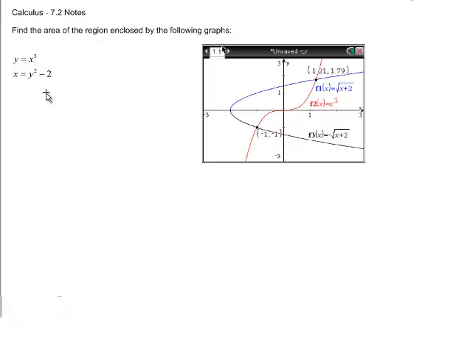Alright, so here's a region for us. y equals x cubed and x equals y squared minus 2. I've gone ahead and graphed this, and I related it all back to y equals so we can put it on the calculator. And on this guy right here, when you solve him out for y, you're going to add 2 to both sides, and then take the square root. So that's going to get you the plus and minus the square root of 2 part.